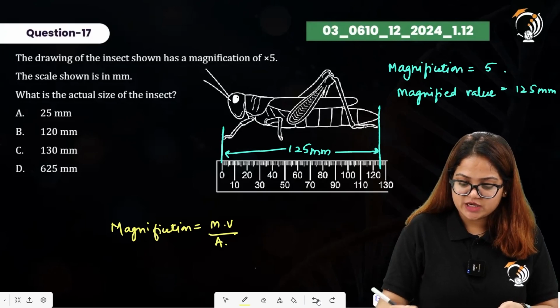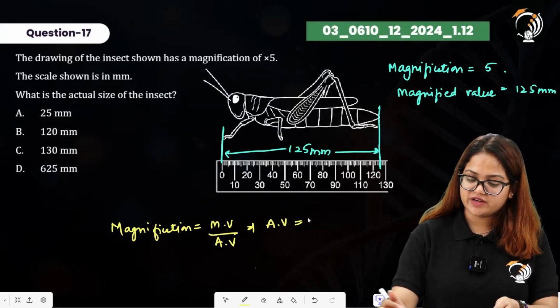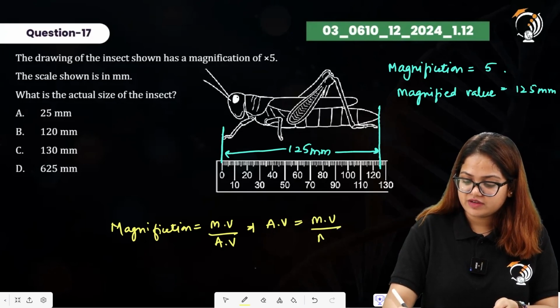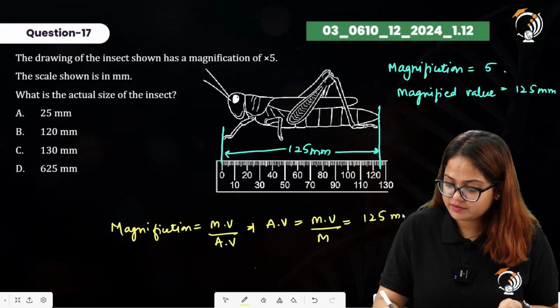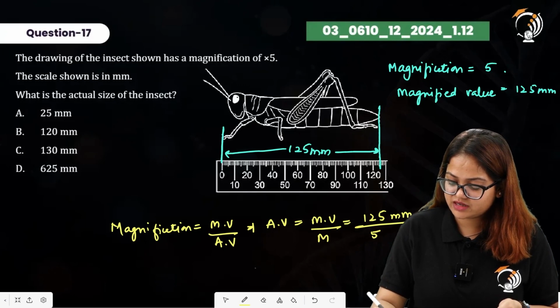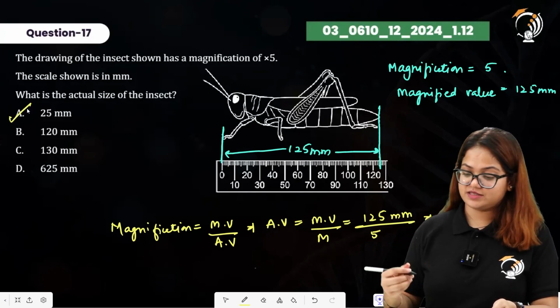Since we have to calculate the actual value, we will rearrange the formula: actual value equals magnified value by magnification. This comes out to be 125 millimeter divided by 5, that comes out to be 25 millimeter. So option A is the right answer. All right.